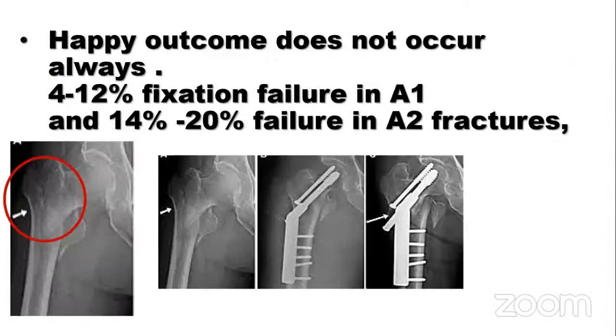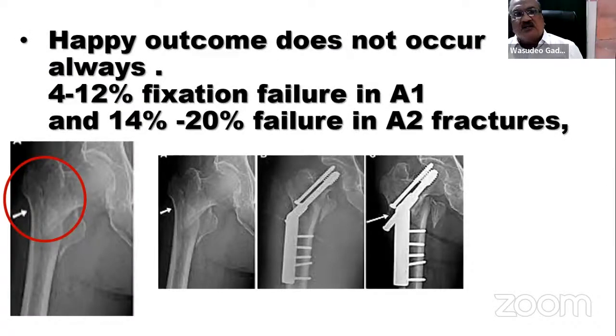But the happy outcome does not occur always. There is 4 to 12% fixation failure in A1 fractures and 14 to 20% failure in A2 type of fractures. And you can see here, this is a fracture fixed by the DHS with an additional screw.